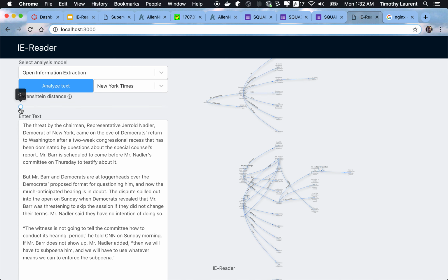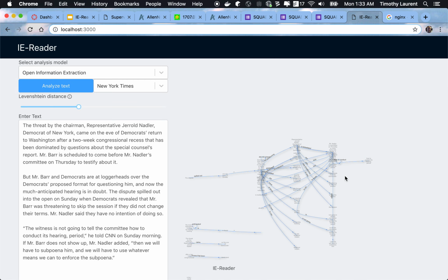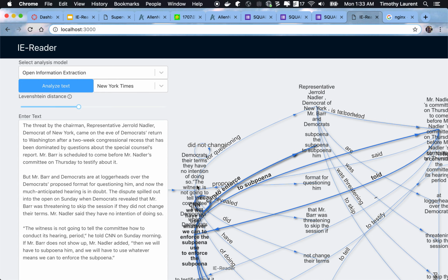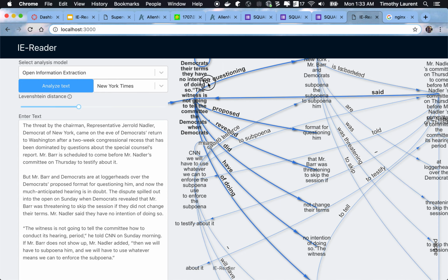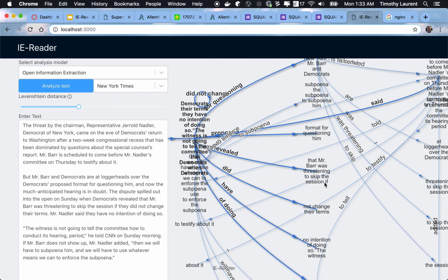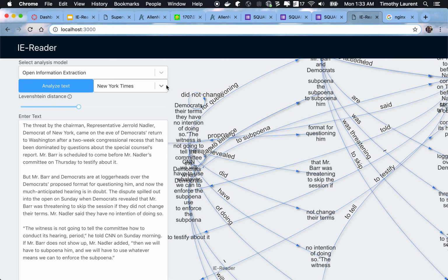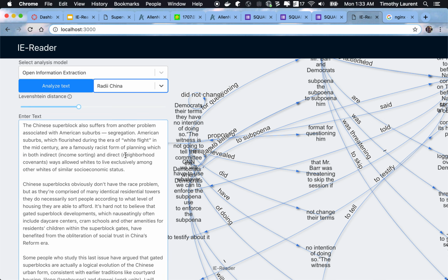So that's disconnected, and now we'll give it maybe 20% Levenshtein distance. This seems to work pretty well. All right, so it's more connected. Obviously the nodes could be better represented, but I think this shows some promise for capturing some pretty complex information.